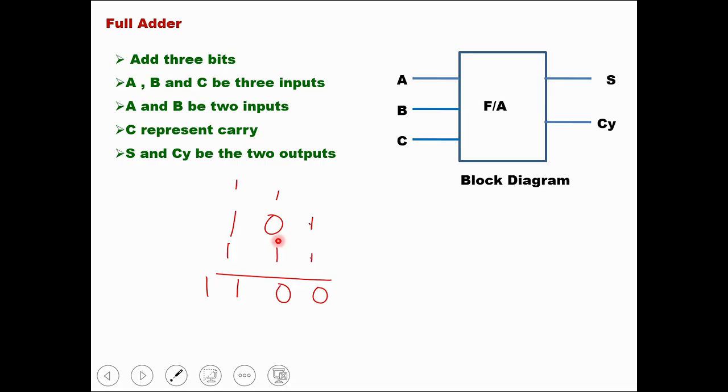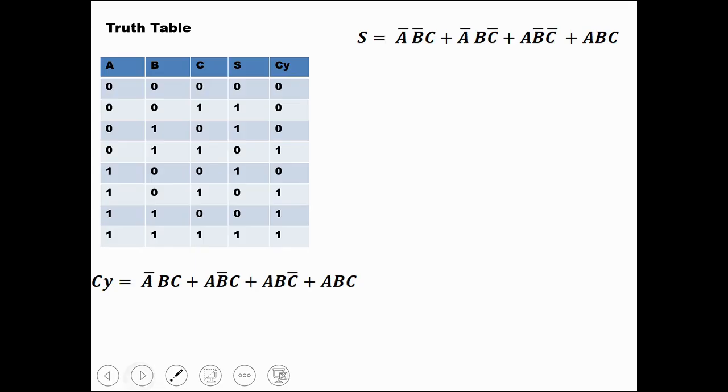So full adder is a logic circuit which is used to add 3 bits. The 0 and 1 are the normal A, B bits, that is significant bits, and this 1 is a carry bit. So we are adding 3 inputs. So this shows the full adder block diagram. So it has 3 inputs and the outputs are sum and carry.